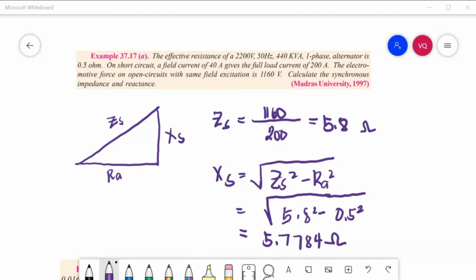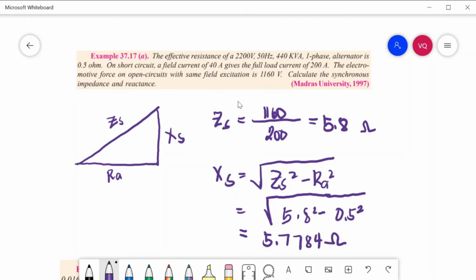Example number 1: the effective resistance of a 2200 volts, 50 Hz, 140 kVA single phase alternator is 0.5 ohm. On short circuit, a field current of 40 amperes gives the full load current of 200 amperes. The electromotive force on open circuit with the same field excitation is 1160 volts. Calculate the synchronous impedance and reactance.